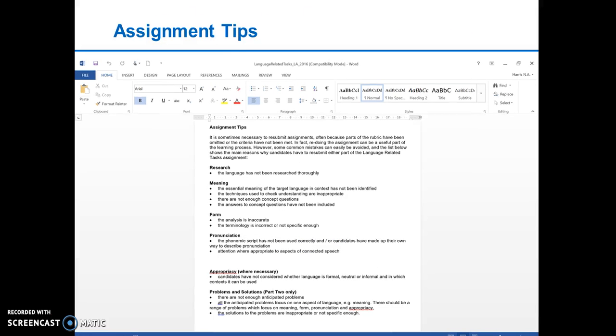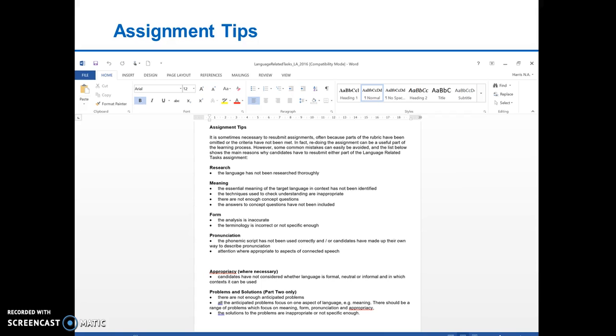Also of great importance, and again please look at this carefully, are the assignment tips that we provide you with. These are a list of the typical problems that trainees have when completing the assignment. And as long as you've read these and make sure that you've not fallen into any of these traps, you're much more likely to be successful.